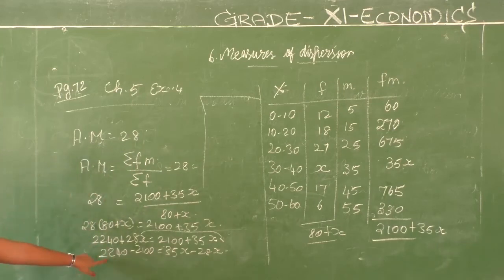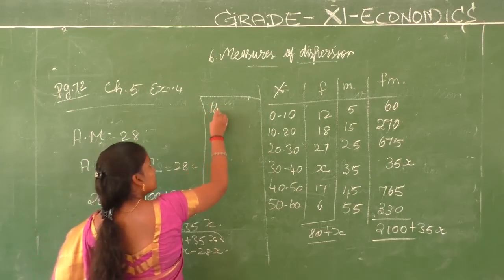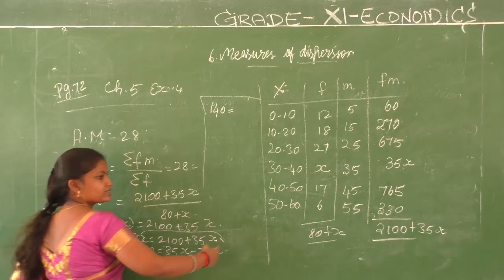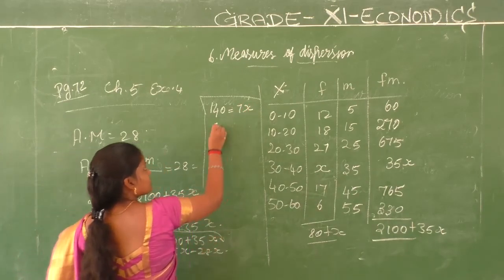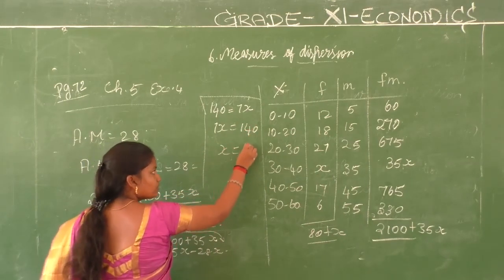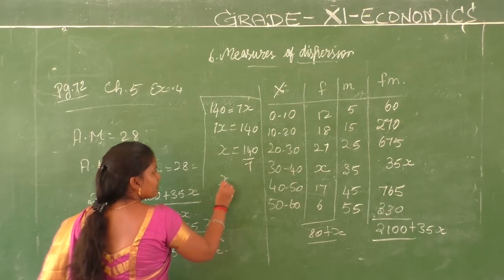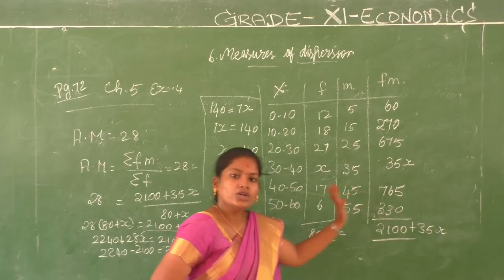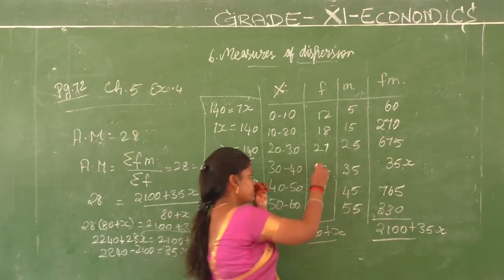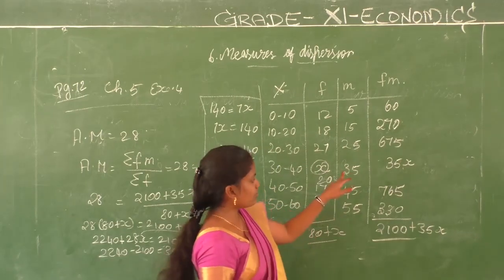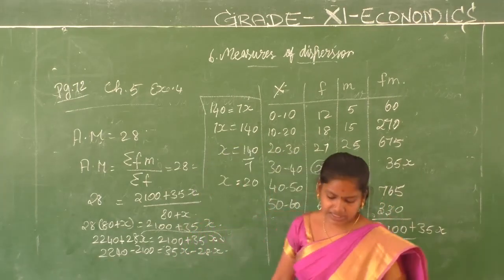After this, when you deduct it, you get a value of what? 140 is equal to 35x minus 28x. You have a value of 7x. That is 7x is equal to 140. That means x is equal to what? 140 by 7. So your x is 20. What is the missing frequency, children? You have a missing frequency of 20. Right? So what is your missing frequency? 20.